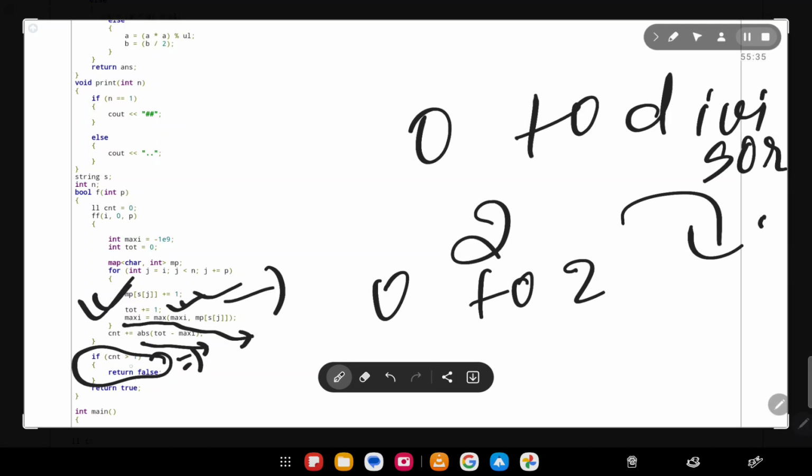If it is less than or equal to 1, then it is possible to have that type of string. So basically this is the solution of this problem.